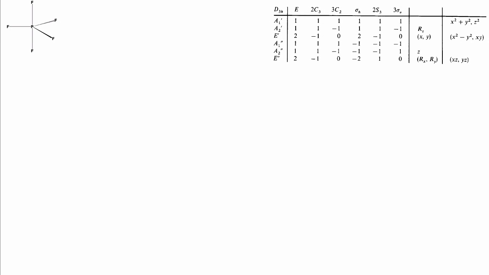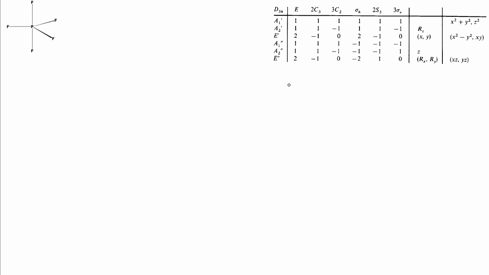In this video, we're going to identify the symmetries of all vibrations in a molecule using character tables and group theory. So the molecule that we're going to be looking at is PF5, and we can see that this molecule is a trigonal bipyramidal species, so it has D3h symmetry.